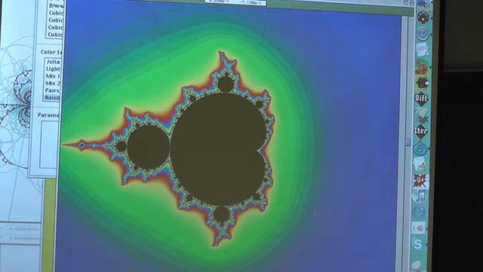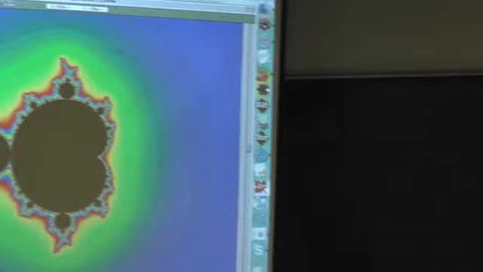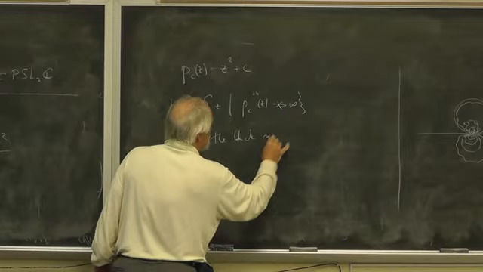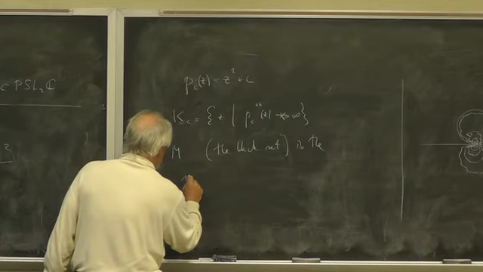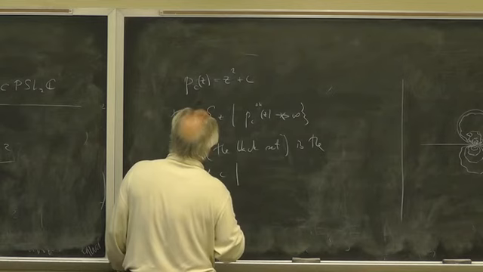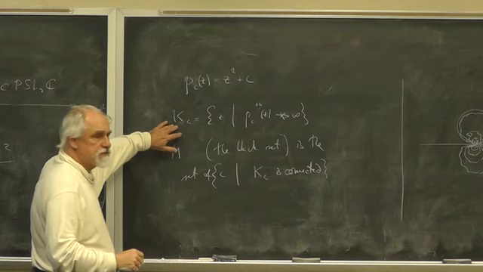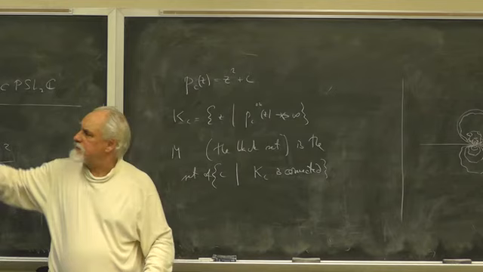So everybody ought to know that picture. It is the picture in parameter space, the black K_c is equal to the set of c such that p_c composed n times of c does not go to infinity, and M, the black set, is the set of c such that K_c is connected. There's a dichotomy that says that either K_c is connected or it is a Cantor set, and N is the locus where it is.